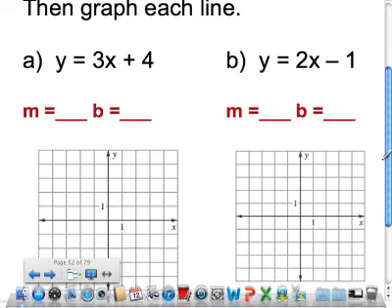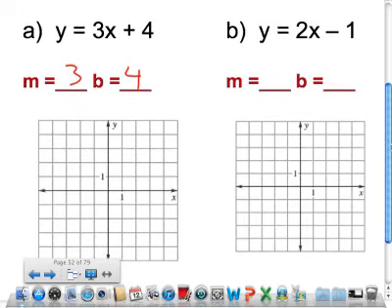Okay, so y equals 3x plus 4. Clearly, the slope is going to be 3. The y-intercept is 4. So how does this help me? Well, it makes my life a lot easier when it comes to graphing. My y-intercept is positive 4. 1, 2, 3, 4. There's my y-intercept.